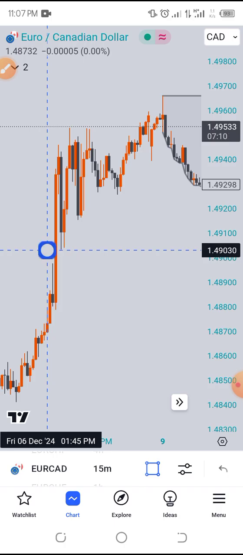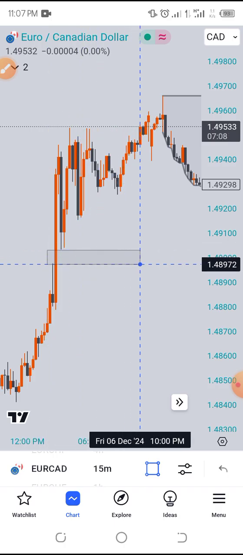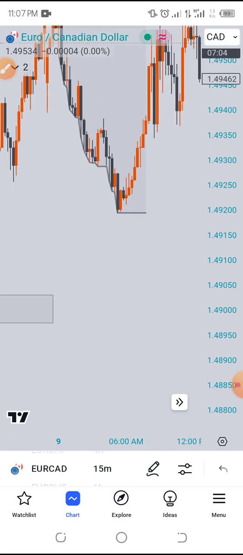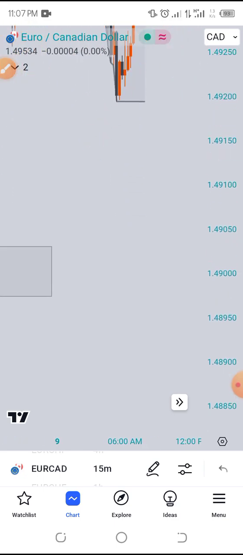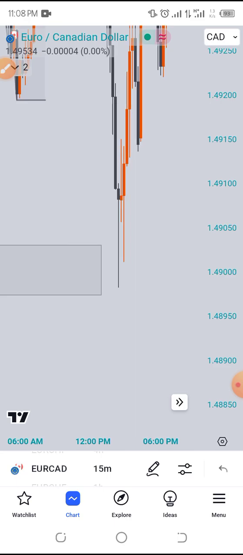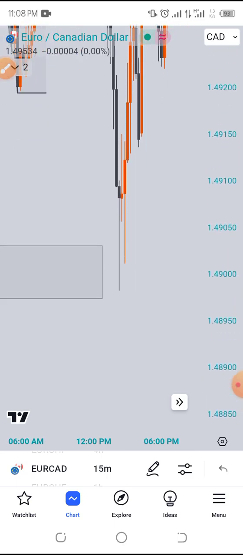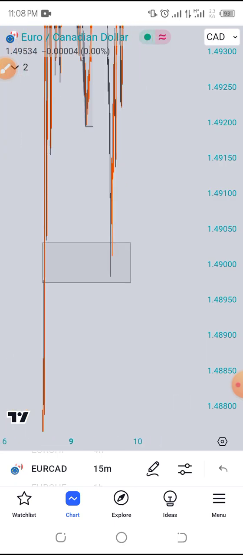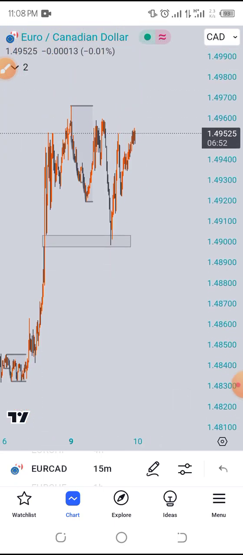Can you see this fair value gap right here? This right there was a fair value gap that I used. So let's trace it. Let's drag it to the current market price. Let's see what actually happened. Can you see that price tapped into it and bounced to the upside? Now let me zoom in so you can see what actually happened.